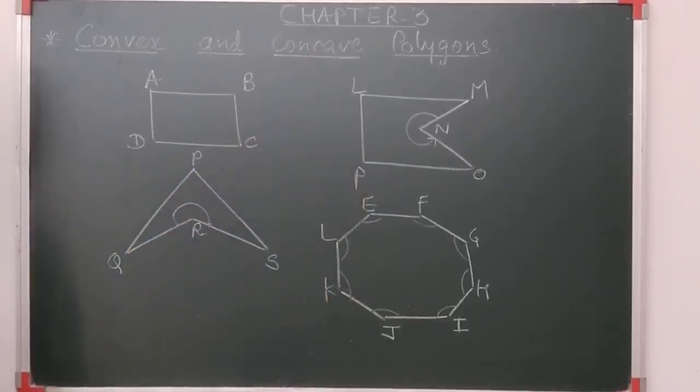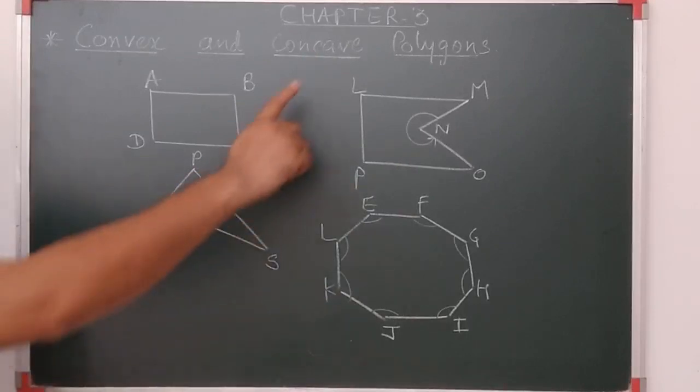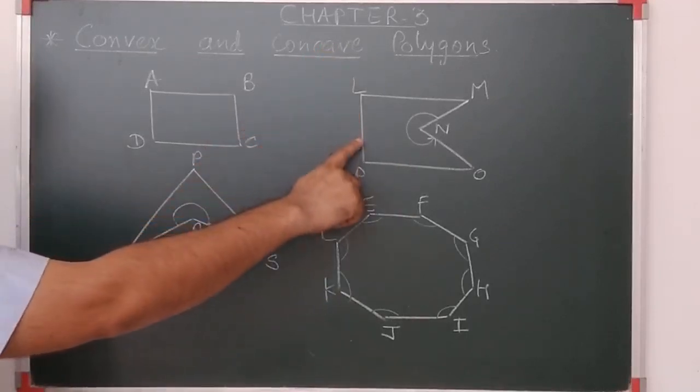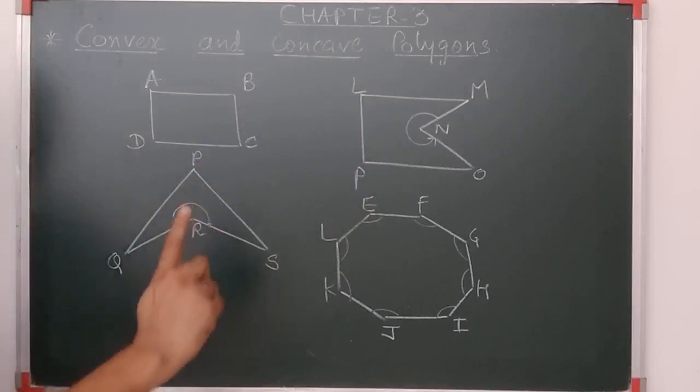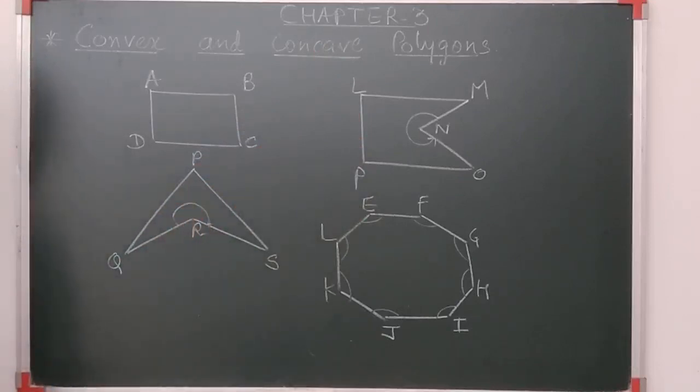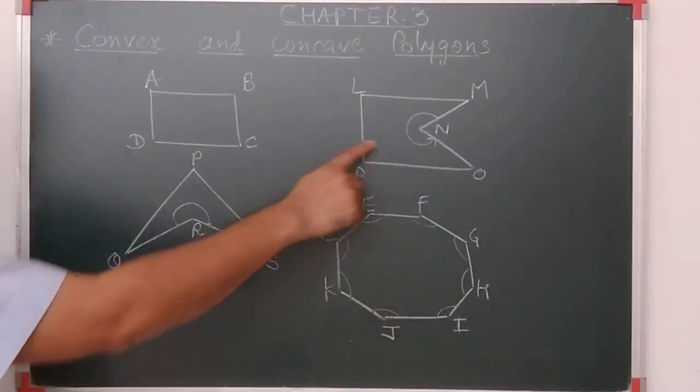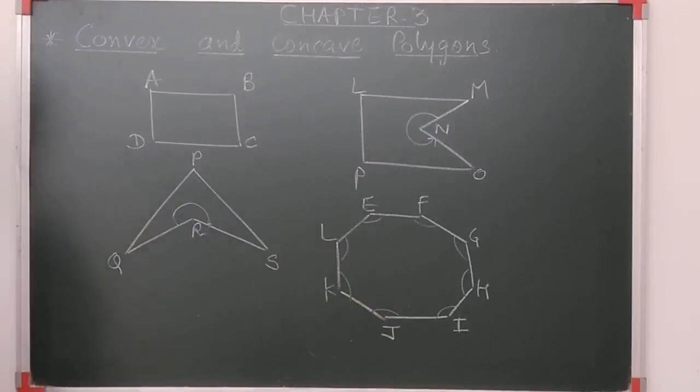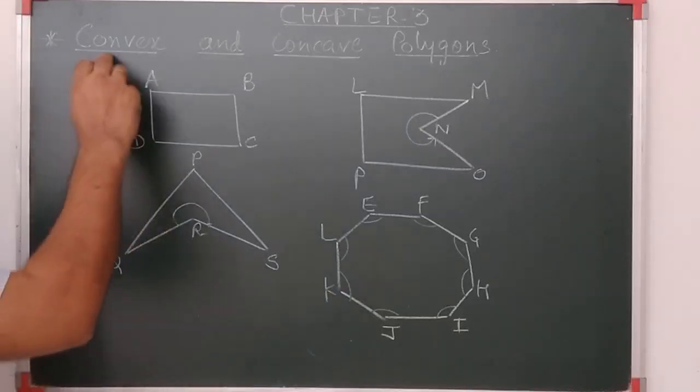So what is the definition? The definition of a concave polygon is: if one of the angles of a polygon is greater than 180. I repeat, if one of the angles of a polygon is greater than 180, then it is considered a concave polygon. And if none of the angles is greater than 180, then we can consider it a convex polygon.